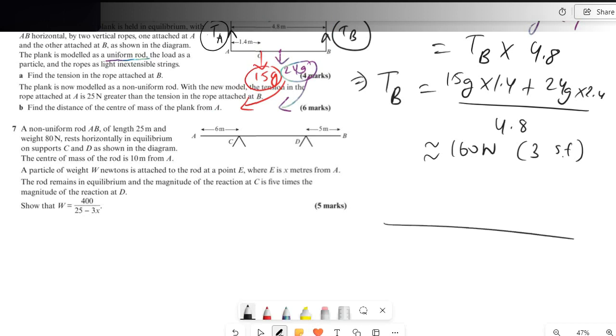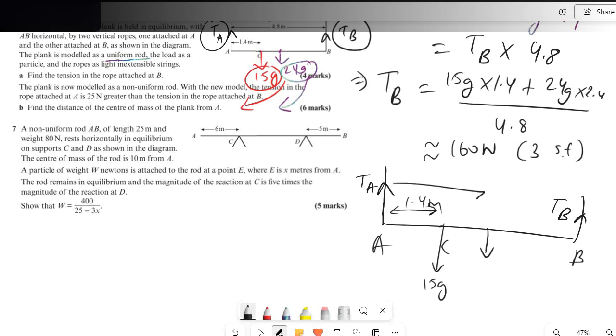So if we draw this diagram again, we can see that this is going to be tension at A, and this is going to be tension at B. This is AB, and this is the point C, which is 1.4 meters away from A. And this also has a weight of 15g, just like before. Now, we don't know the distance to the center of mass, so let's assume that this distance is going to be x, which is the required distance, and the weight is going to be 24g, just like before.